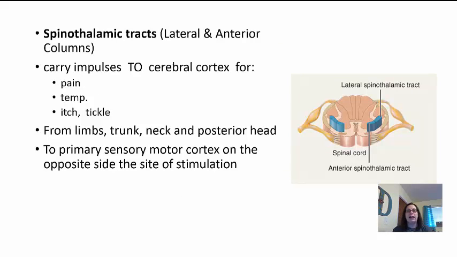We also see that the next one is called the spinothalamic tract. There's a lateral and anterior column. Anterior means front, so it's a front column, you can see here in the picture. And then you have the lateral, which is towards the side. They're going to carry impulses to your cerebral cortex for things like pain, temperature, itch, and tickle. So if you'll notice, they carry different information. They're still carrying the information from your limbs, your trunk, your neck, and the back part of your head, but they're carrying different information: pain, temperature, itch, and tickle. Okay, and they are, of course, taking it to the primary somatosensory cortex on the opposite side of your brain, in the parietal lobe.